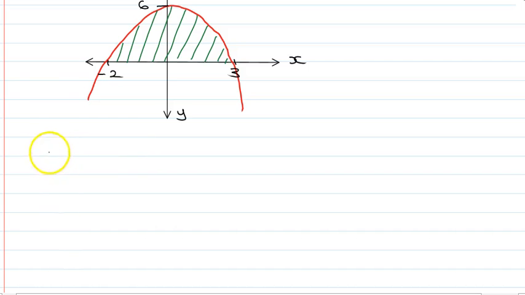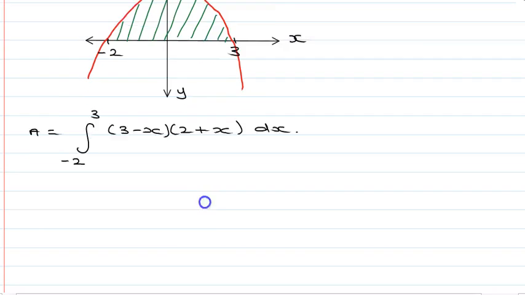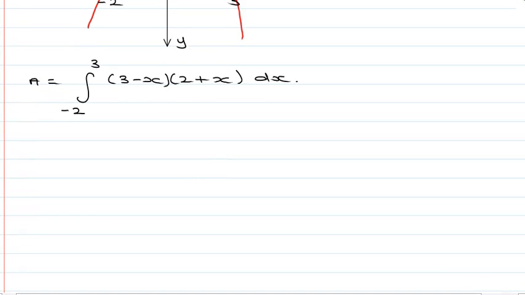I'm going to set the integral now. So area equals the integral, we're going from minus 2 to 3, remember read from left to right, of the expression. The expression was 3 minus x multiplied by 2 plus x, and I'm integrating with respect to x. Now it's easier if I can expand this using FOIL. It would be much easier to try and integrate if we had individual terms. So I'm going to expand that using FOIL.